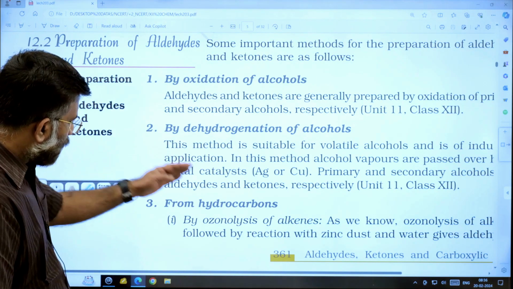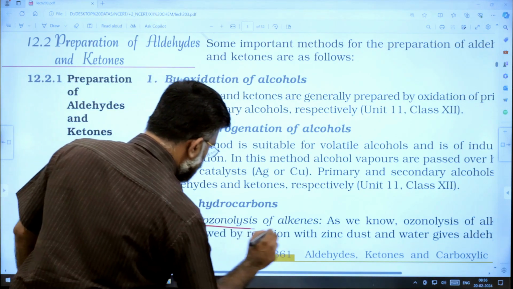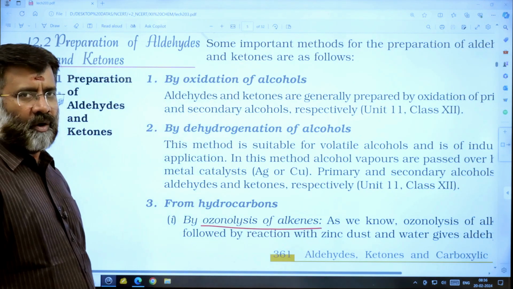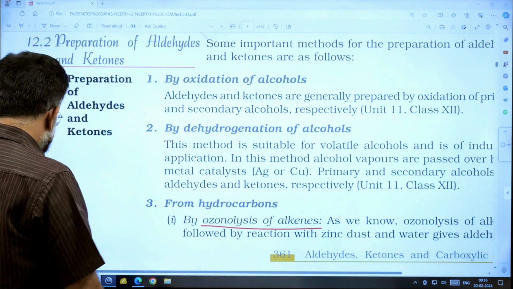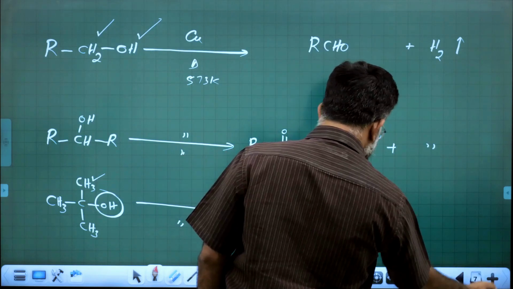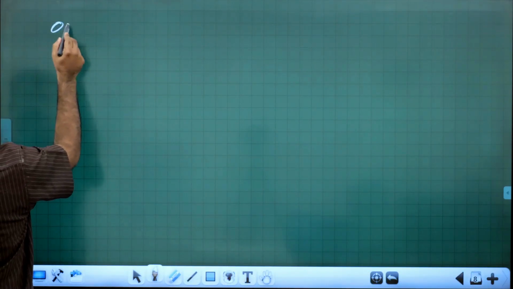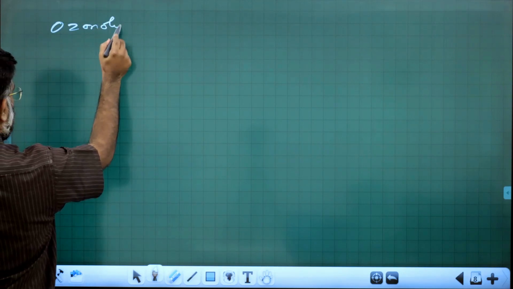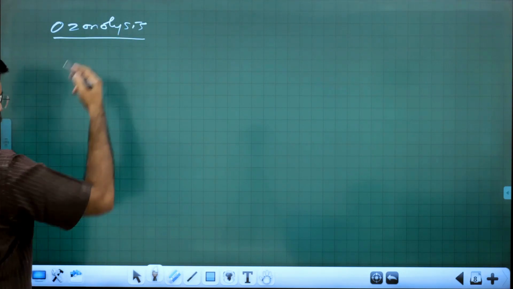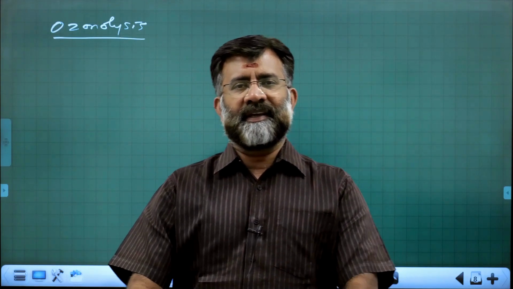And then from hydrocarbons, again a reaction learned in the 11th standard topic, ozonolysis of alkenes. Ozonolysis of alkenes, very popular reaction. Ozonolysis reaction with ozone followed by reduction cleavage, zinc and water.